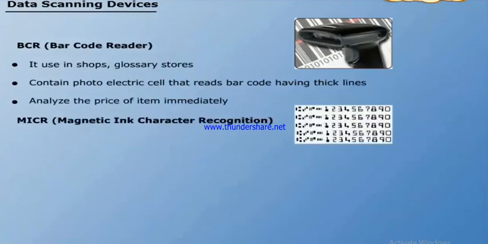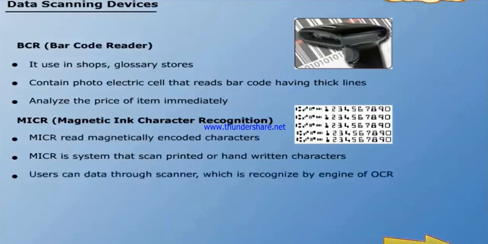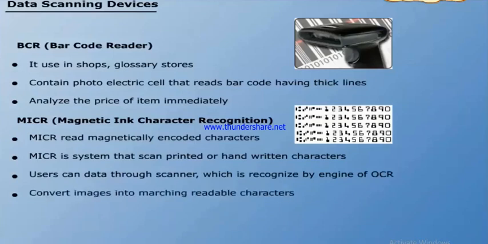MICR or magnetic ink character reader. MICR is used to read the magnetically encoded characters. MICR is a system that provides a full alphanumeric recognition of printed or handwritten characters by simply scanning the form. A user scans the data through a scanner which is recognized by an image of the OCR system. The MICR converts the image into machine-readable characters.